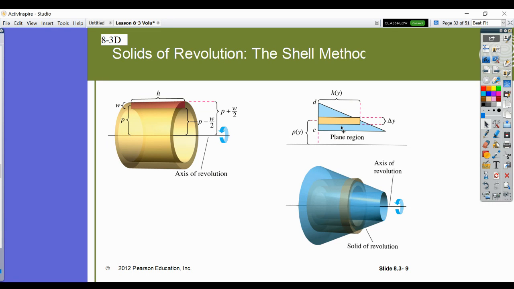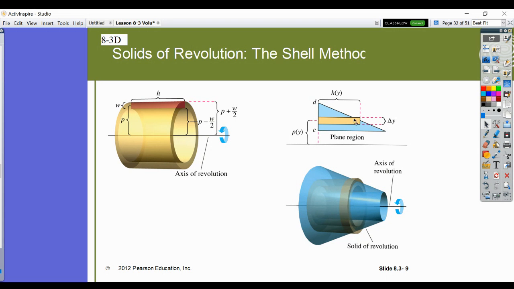So some problems can be done either way. Like this triangle right here, if I knew the equation, I could totally use the washer method, because I could use the top piece spun around minus the bottom piece spun around, and I would get the same thing. I could do it all in one step if I do it like a cylinder, a shell. This is called the shell method.